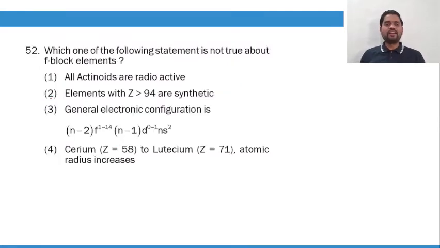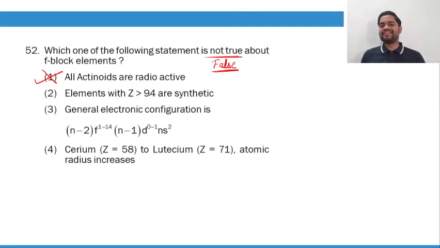Talking about question number 52, which of the following statements is not true? That means we have to identify a false statement. Please make a note of it, guys. It has to be a false statement about F block elements. So first, all actinides are radioactive. The statement is true, but the option is not right because we need a false statement.